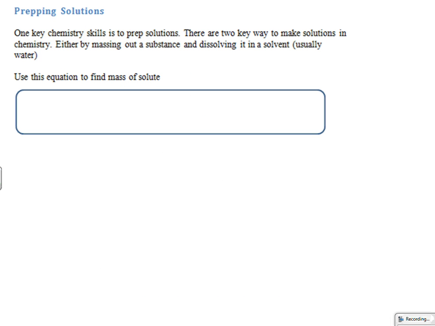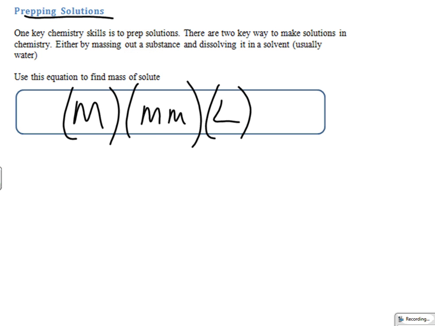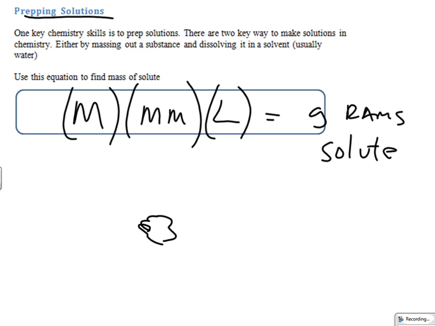All right, one thing we focus on is prepping solutions. Since there's a focus on lab and lab design, here's the way it works. You take molarity times molar mass times the liters you want, and that will always get you grams of solute. That gives you the grams of solute that you would weigh out on a balance, and then I'm ready to mix a solution. So M times MM times L will always give you grams of solute when you go to prep or make a solution.